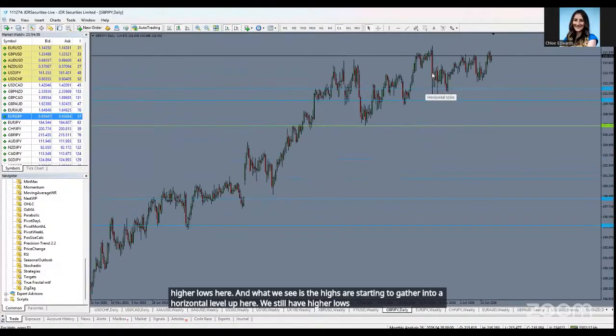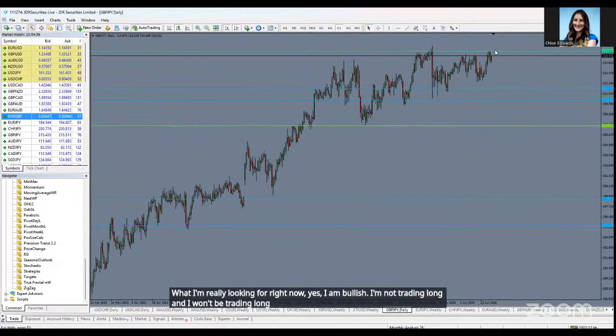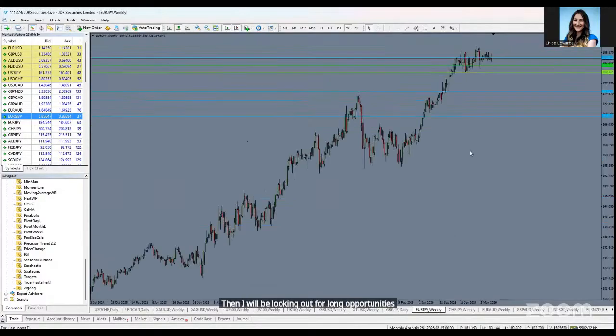What I'm really looking for right now, yes, I am bullish. I'm not trading long, and I won't be trading long until this level here is broken, because this to me is forming a horizontal level. If that level does get broken, and we're not far off, then I will be looking out for long opportunities up there. So that's pound yen.